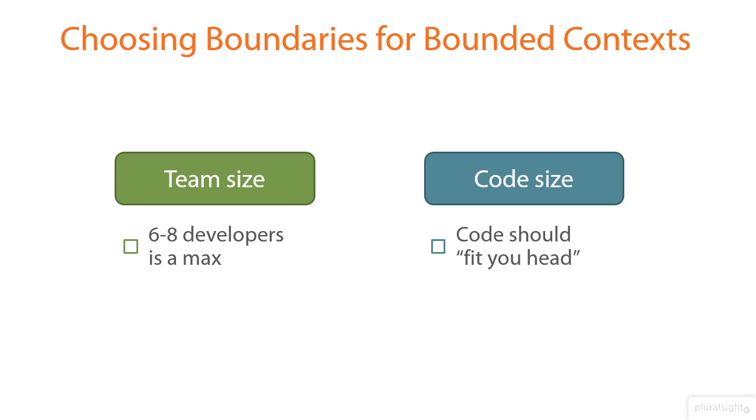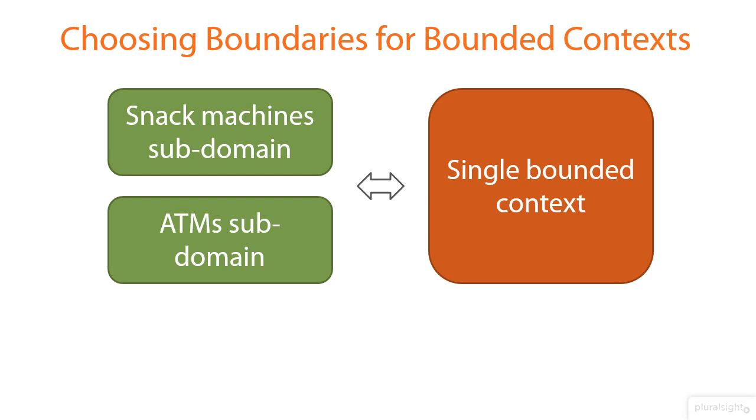Alright, we discussed situations where there might be several bounded contexts for a single subdomain. But what about the opposite? Can a single bounded context cover several subdomains? For example, in our application, the Snack Machine and ATM subdomains are pretty small. Doesn't it make sense to solve those problems with a single bounded context? It's true that in our sample application there is little code in bounded contexts. For example, the Snack Machine model consists of only two aggregates.